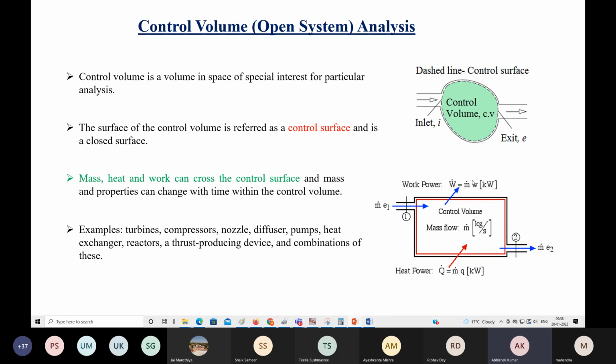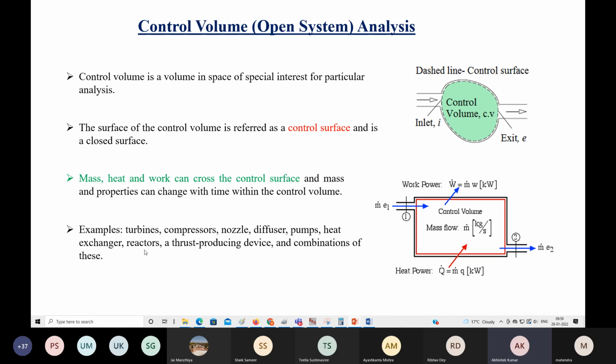Okay, that work is coming out. Anyhow, these hot products are going further to the nozzle, which is developing thrust. Whatever we have over here, all the things you have to analyze in a certain way.